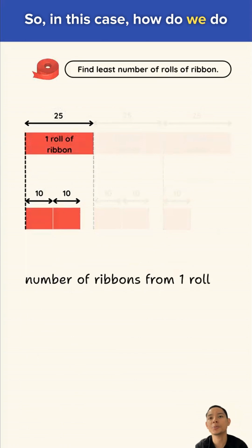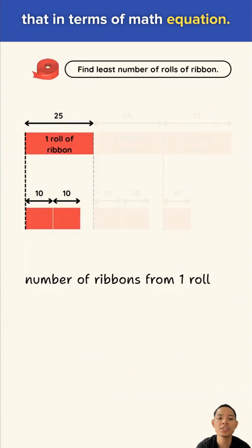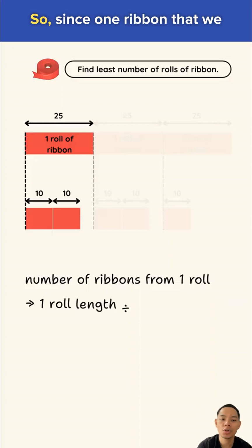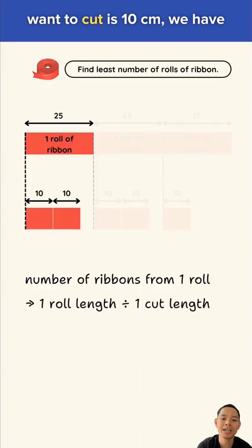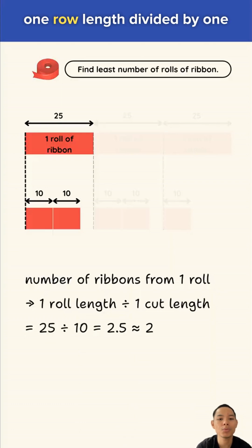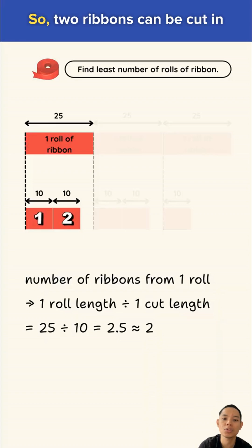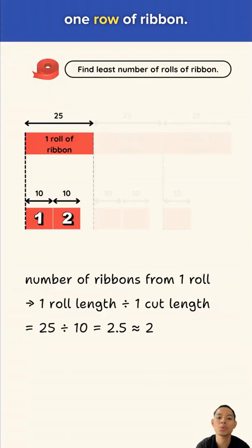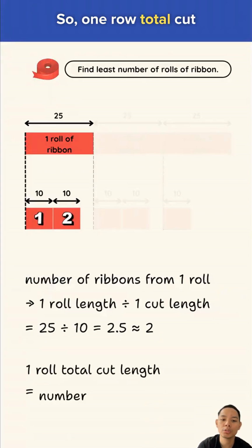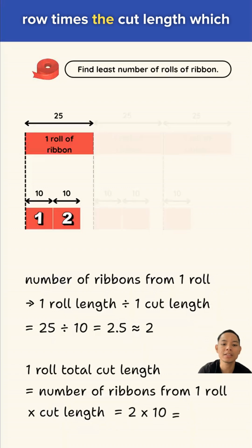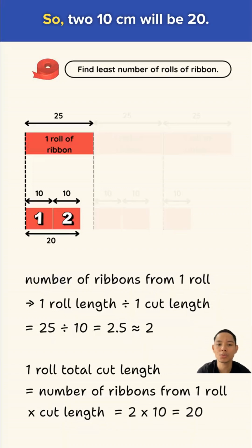So how do we do that in terms of a math equation? We want to get the number of ribbons from one roll. Since one ribbon that we want to cut is 10 centimeters, we have one roll length divided by one cut length, which gives 2 in this case. So 2 ribbons can be cut from one roll. The one roll total cut length is the number of ribbons from one roll times the cut length, which is 20.